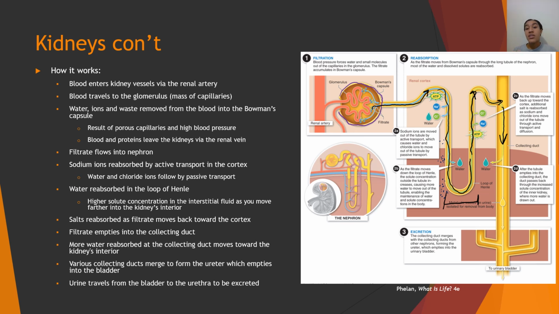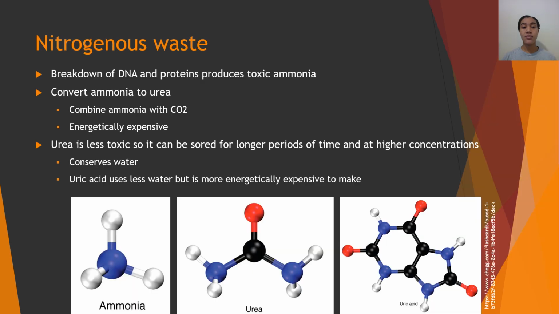You've heard me mention nitrogenous waste a couple times in this presentation, and that's because nitrogenous waste is one major waste product that our excretory system is responsible for getting rid of. And if it doesn't do it properly, we can get very sick or die. And so nitrogenous compounds are a result of the breakdown of DNA and proteins. And this can occur from when cells naturally die.